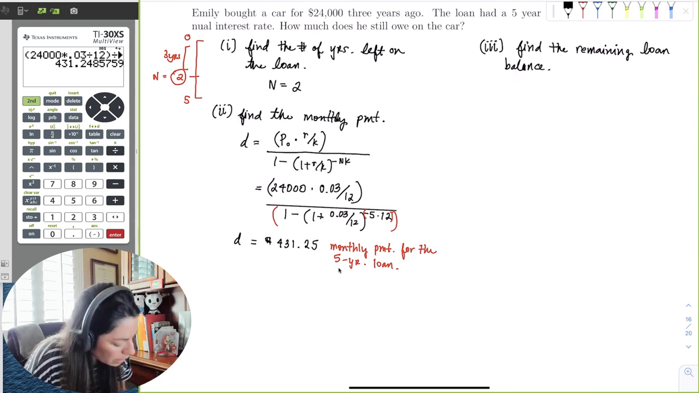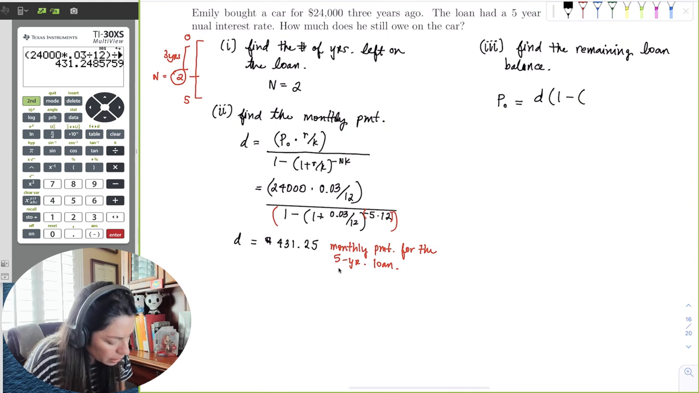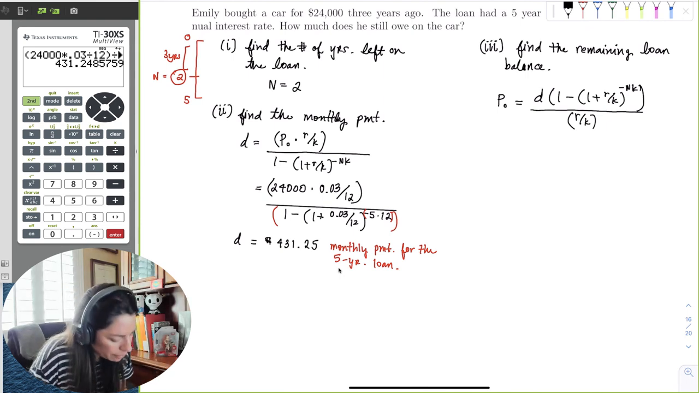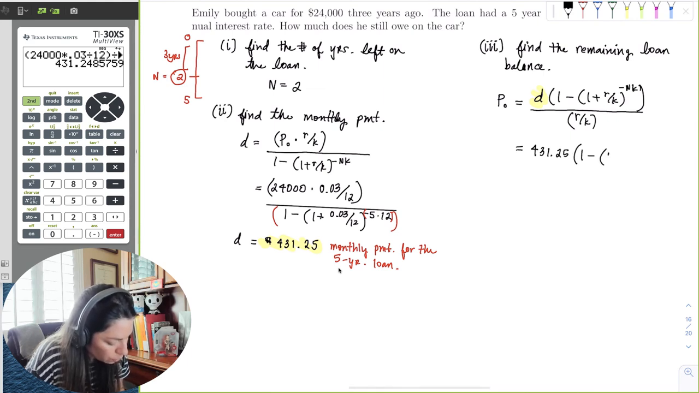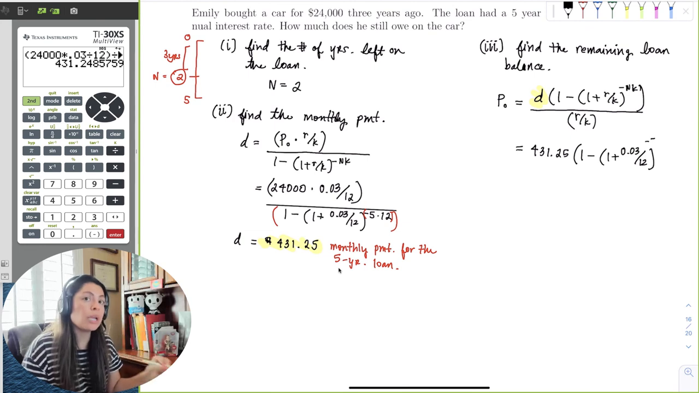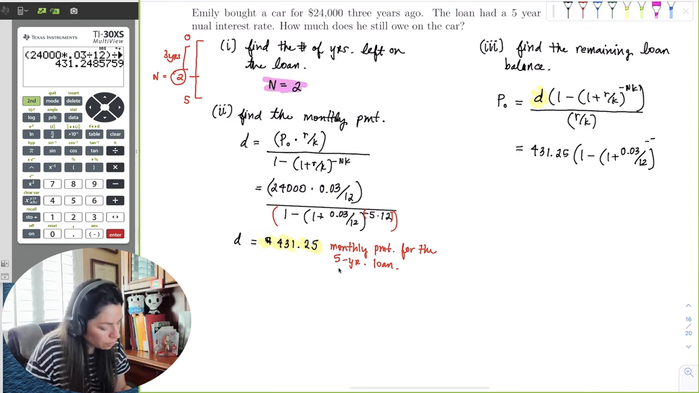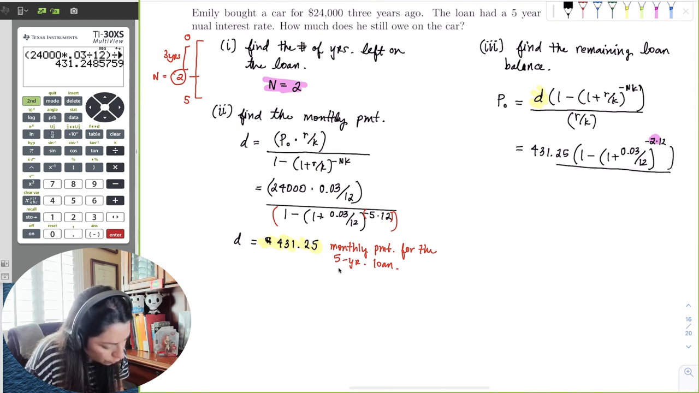So then all we do is get P sub 0, which is equal to D, the monthly payment, times 1 minus 1 plus R over K to the negative NK, over R over K. Now we have to use that original amount to find P sub 0. So D now will be from the previous part: 431.25 times 1 minus 1 plus R over K, so 0.03 over 12, to the negative N. Because we're doing the remaining loan, we're going to use N equal 2, times K, all over R over K, which is 0.03 over 12.